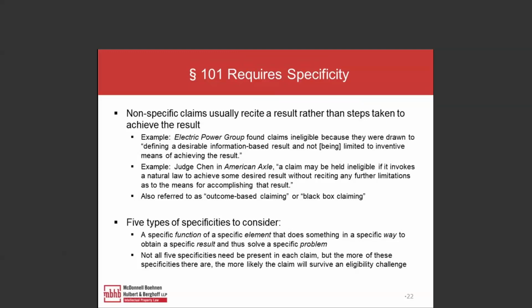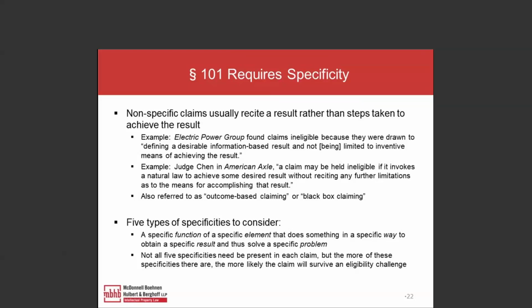Instead, you want to claim the invention in such a fashion that if you need 5 steps to get from beginning to goal, you claim those 5 steps, or at least most of them. So how do you write claims to be specific? Well, there's 5 different types of specificities in claims that I can think of. Maybe there's more, but the 5 types are a specific function of a specific element that does something in a specific way to obtain a specific result and solve a specific problem.